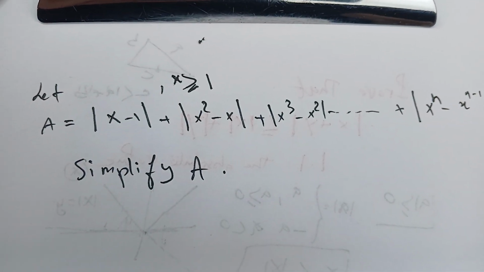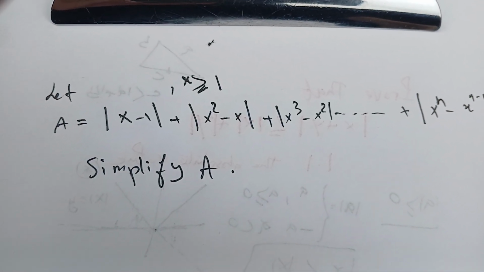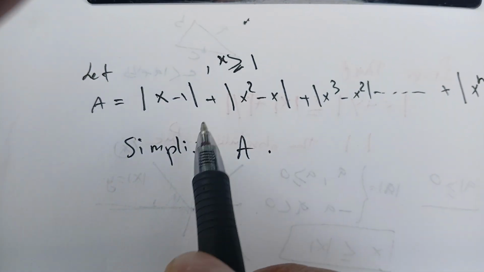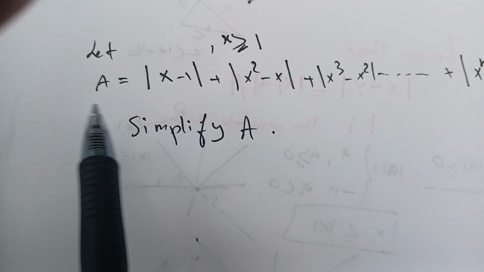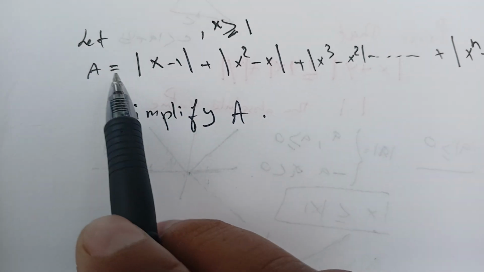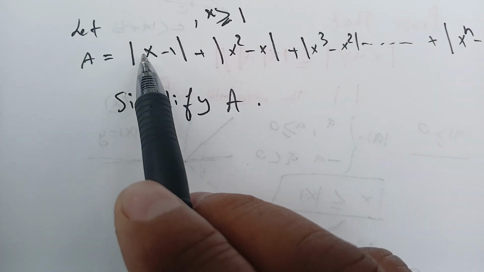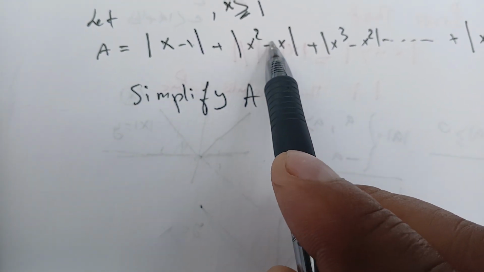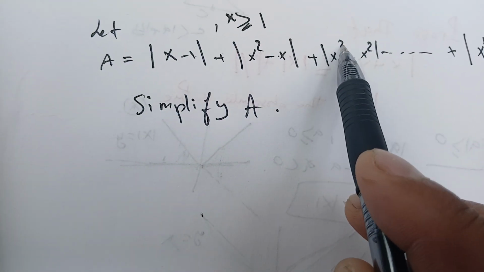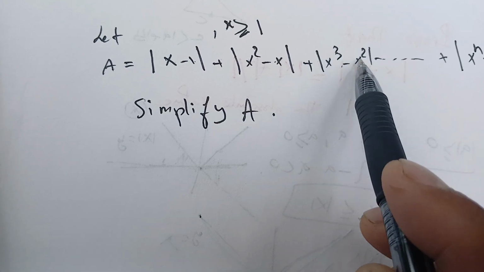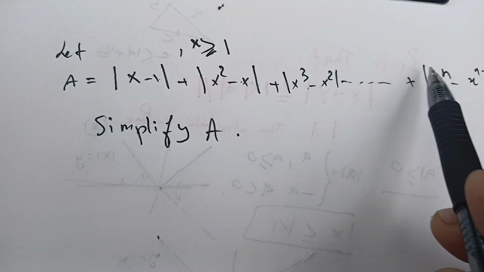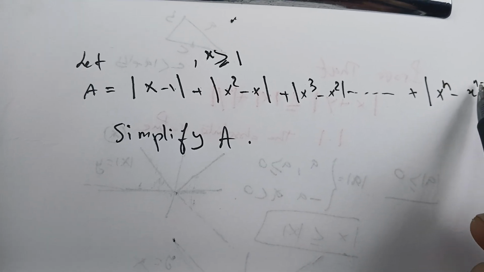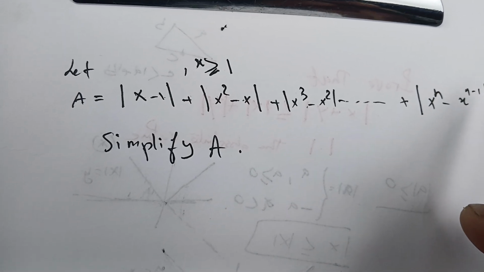In this problem, we're going to try to do some simplification. Here we are given that x is greater than or equal to 1, and we are trying to simplify this expression given by A, which is the absolute value of x minus 1, plus the absolute value of x squared minus x, plus the absolute value of x cubed minus x squared, etc., until the last one, which is the absolute value of x to the power n minus x to the power n minus 1.